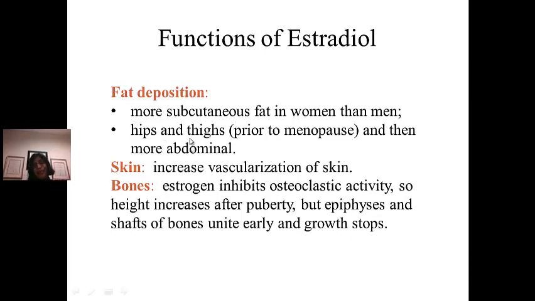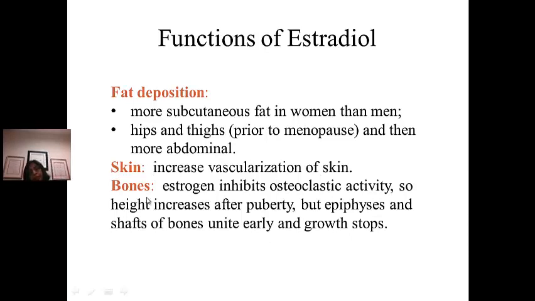And then the distribution of fat is different in the female before menopause, that is mostly in the hips and the thighs, and then after menopause, the deposition of fat is more in the abdomen, just like in the male. In the male, deposition of fat is mainly in the abdomen, not in the thighs and the buttocks. And in the skin, there is increased vascularization.